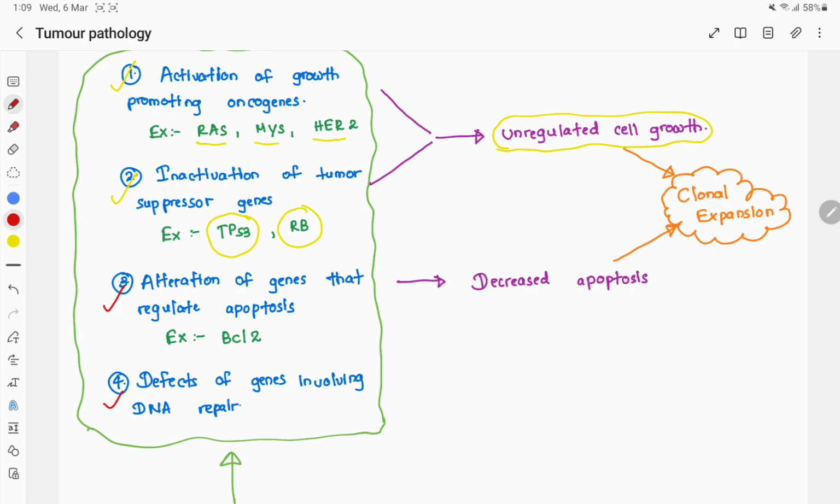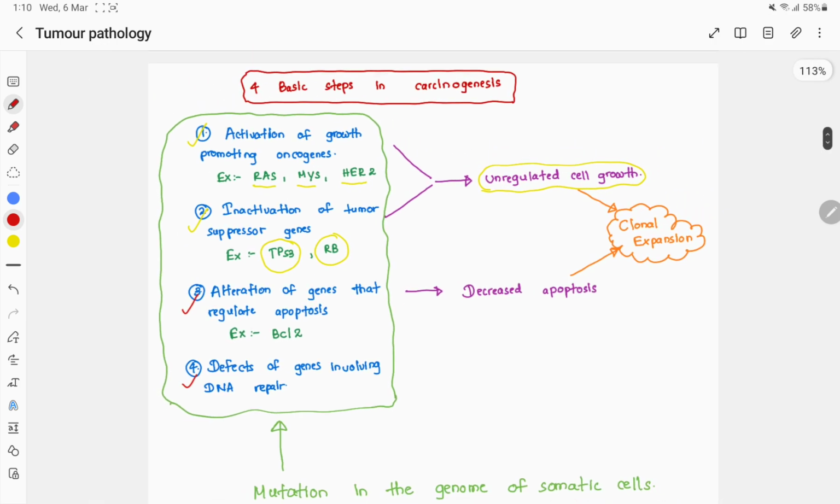So the next step of carcinogenesis is defects of genes involving DNA repair. Here you can see that activation of growth promoting oncogenes and inactivation of tumor suppressor genes lead to unregulated cellular growth. And if there is alteration of genes that regulate apoptosis, apoptosis decreases or there is absence of programmed cell death. Those factors lead to clonal expansion and tumorigenesis.